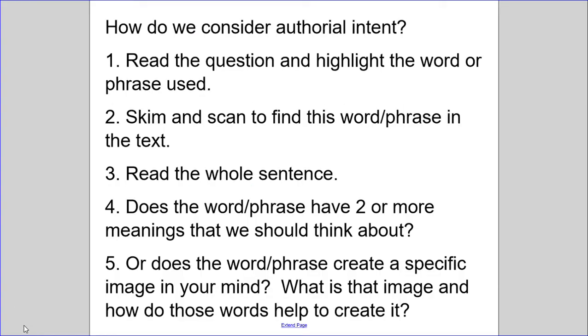So, I'm not going to make you guess these because we've not done it as much at school. So this is what we're going to do. We're going to read the question and highlight the word or phrase used. Skim and scan to find this word or phrase in the text. Read the whole sentence. Does the word or phrase have 2 or more meanings that we should think about? Or does the word or phrase create a specific image in your mind? What is that image and how do those words help to create it?